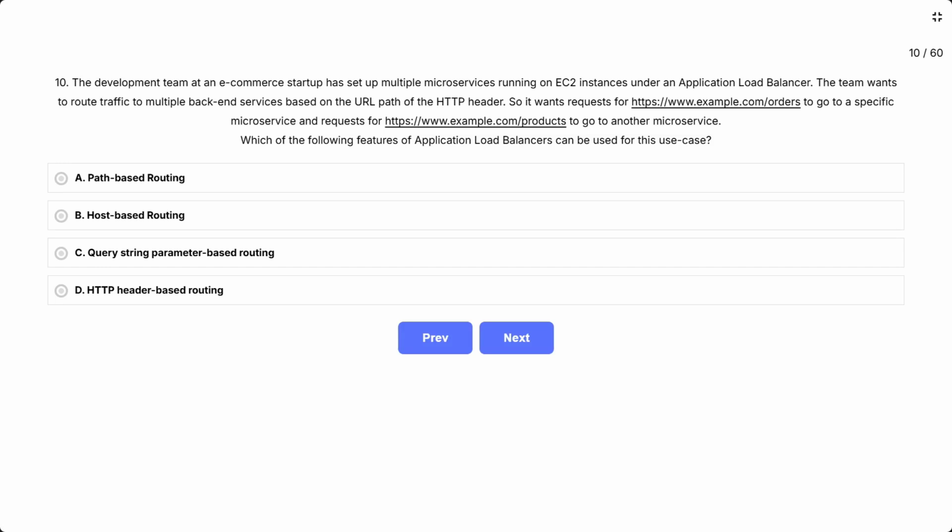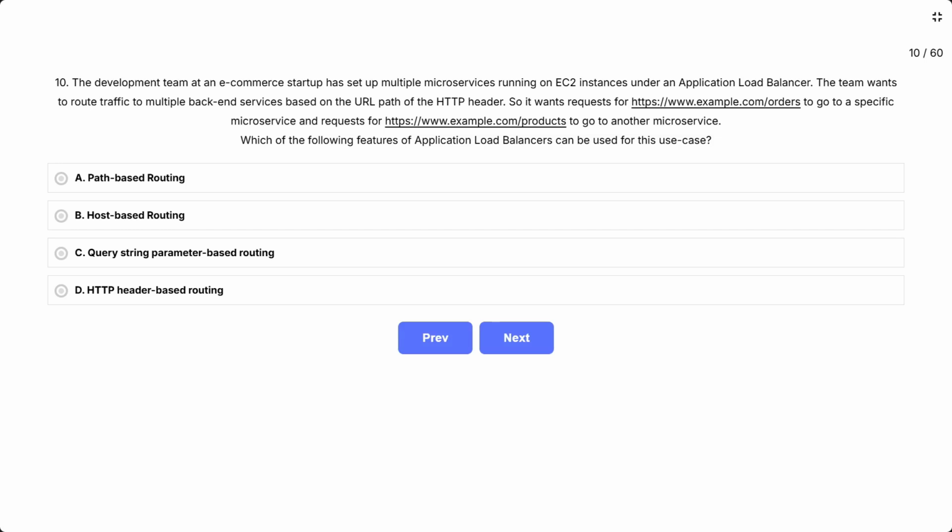Question 10. The development team at an e-commerce startup has set up multiple microservices running on EC2 instances under an application load balancer. The team wants to route traffic to multiple backend services based on the URL path of the HTTP header. So it wants requests for https://example.com/orders to go to a specific microservice and requests for http://example.com/products to go to another microservice. Which of the following features of application load balancers can be used for this use case?